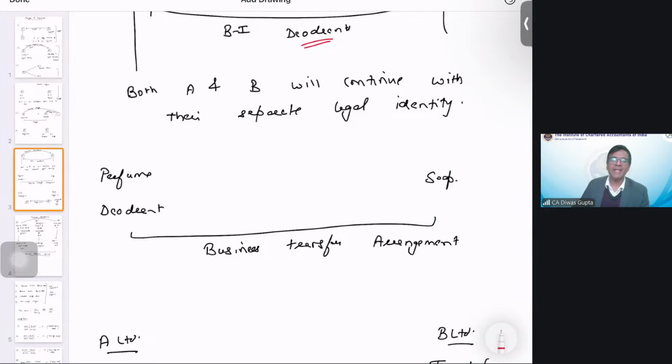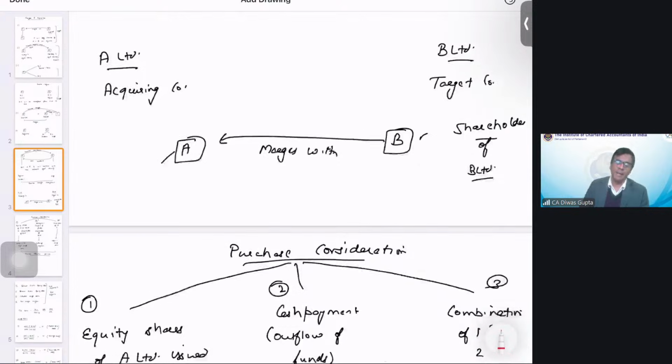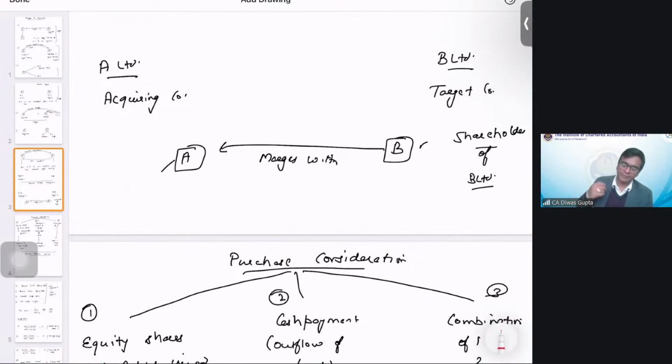So this BTA will define the terms and conditions, the rights and obligations of both A Limited and B Limited, even their shareholders for that matter. Then comes A Limited, which is an acquiring company, B Limited, which is a target company. Herein B is merging with A. So the shareholders of B Limited will get the consideration, right? They are the ones who are supposed to be compensated.